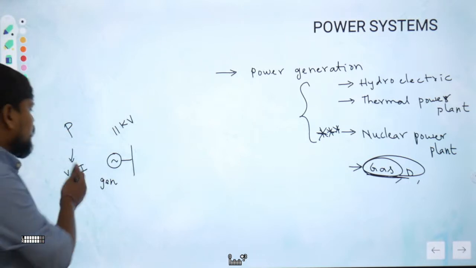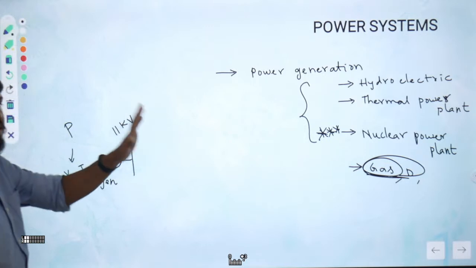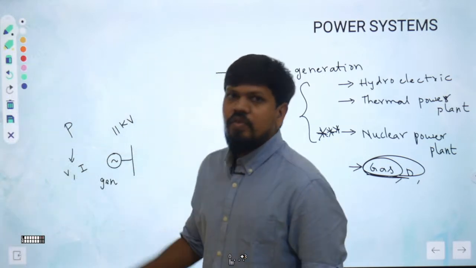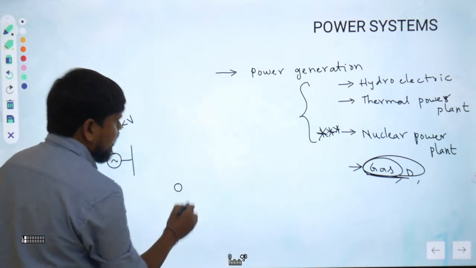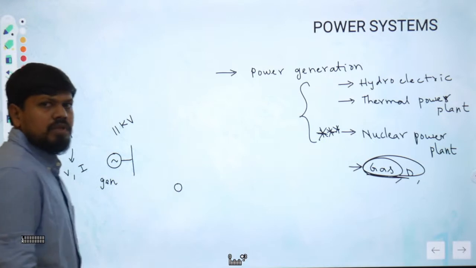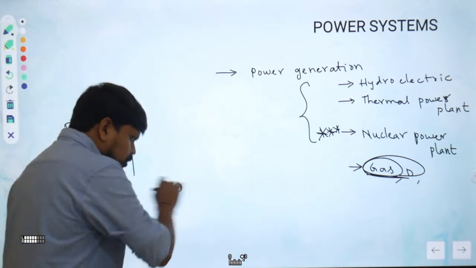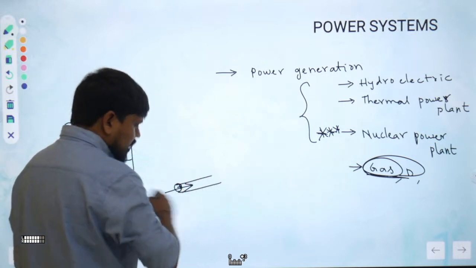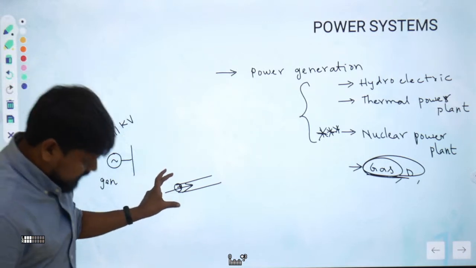For example, if you prefer high voltage transmission, then that means current is less. Whenever current is less, the area of cross section of the conductor will be less. If you need more current to flow through this transmission line, so let's take this as the transmission line, if more current has to go through it, then more area of cross section is required.